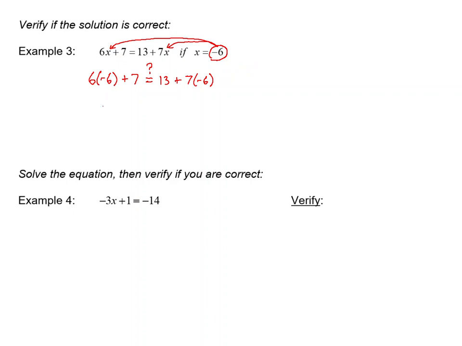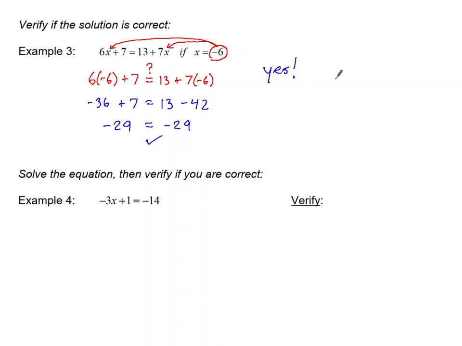6 times negative 6 is negative 36. And then the plus 7. And let's see if that's equal to, we've got the 13. And 7 times negative 6 is negative 42. Let's keep going. Negative 36 plus 7 is negative 29. 13 minus 42 is also negative 29. I got two numbers that are exactly the same, so therefore negative 6 is a solution. Yes.